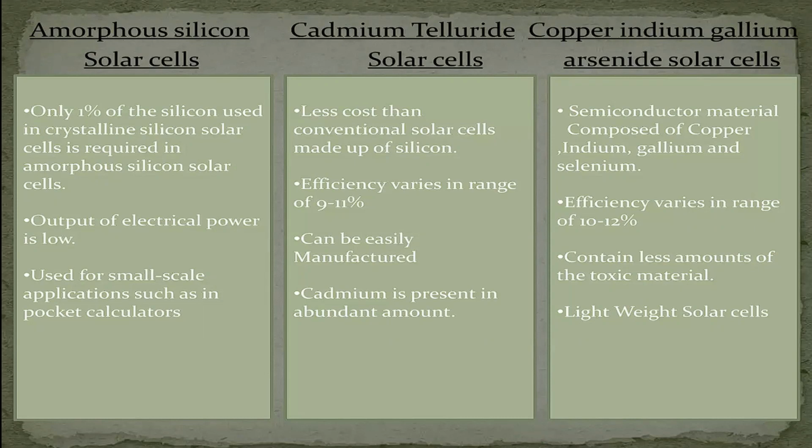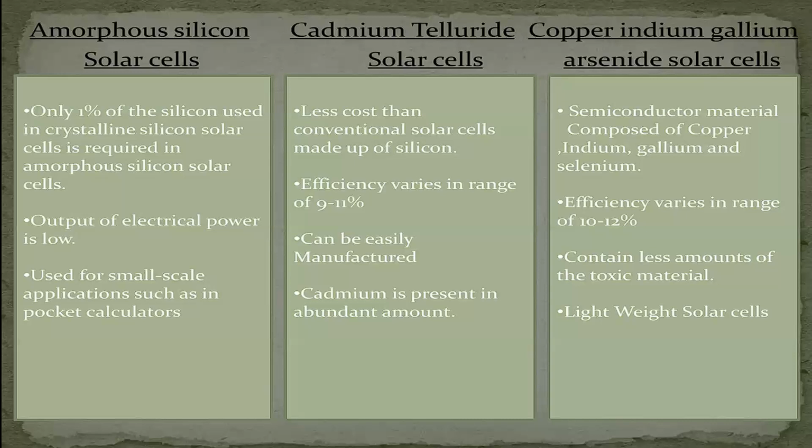Cadmium telluride solar cell. It is lower in cost than conventional solar cells made of silicon, as we use cadmium telluride. Efficiency varies from 9 to 11%. It can be manufactured easily. Cadmium is present in abundant amount, so the manufacturing is very easy and the cost is very low.